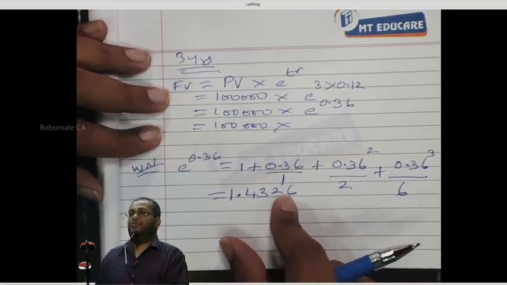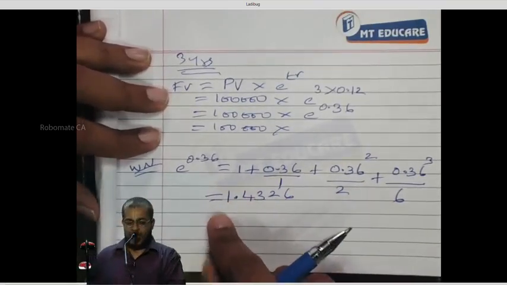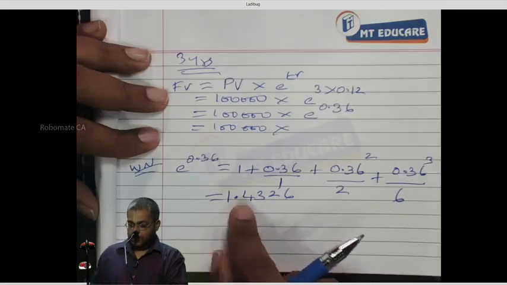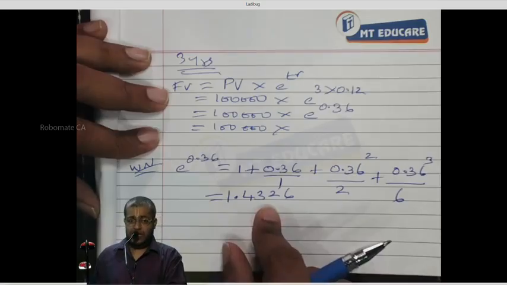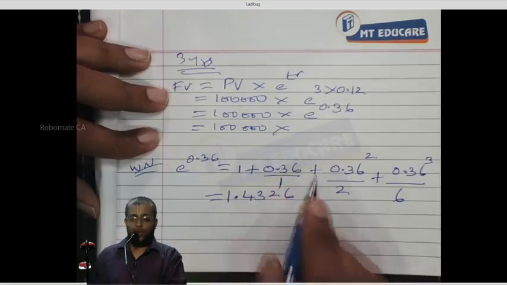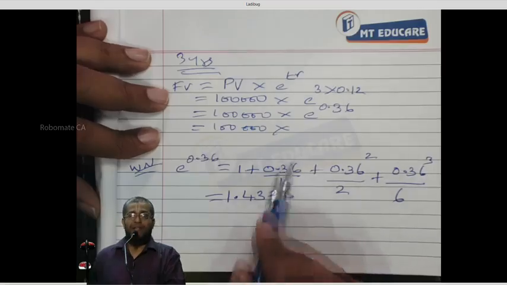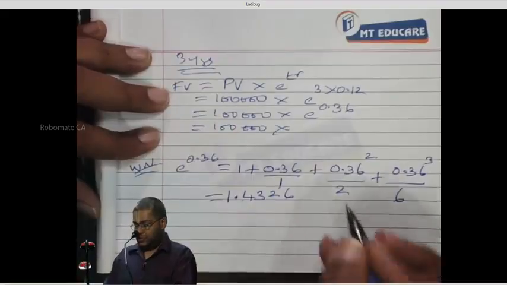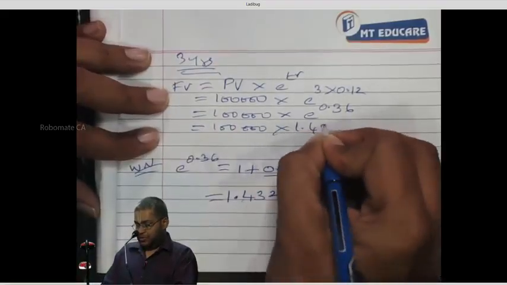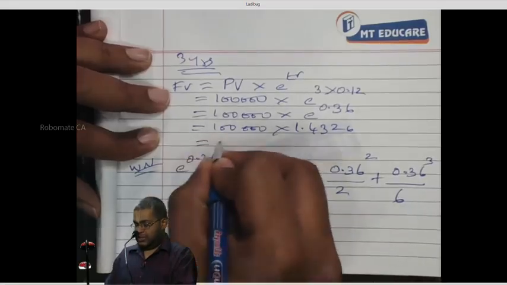1.4326. Very simple. 1 rupee deposited today will become 1 rupee 43 paise approximately after 3 years, if I compound at 12% continuously. If I compound annually, the money will be much lesser. Okay, 1 lakh into 1.4326 is equal to how much here?